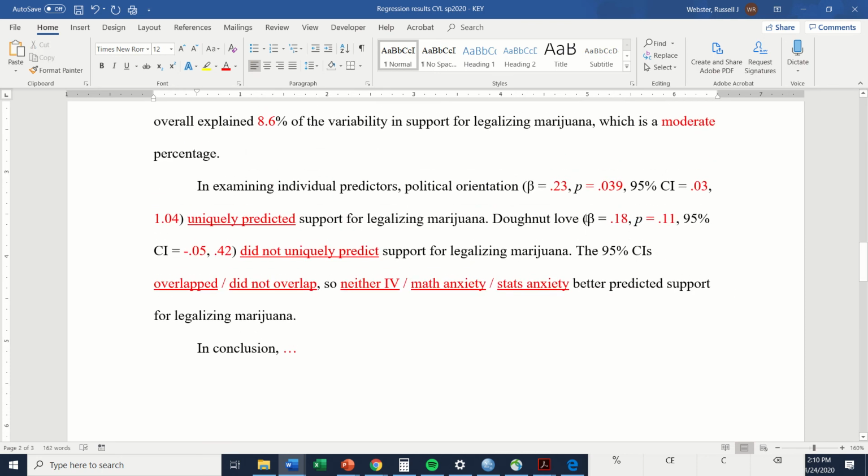And just to refresh your memory, SPSS is assessing whether this beta value is significantly different from 0, right? So 0 would indicate there is no unique overlap between doughnut love and support for legalizing marijuana. And so SPSS is assessing whether this beta value of 0.18 is significantly different from 0. This p-value of 0.11 is telling us that this beta value of 0.18 is not significantly different from 0. So we're treating the relationship between doughnut love and support for legalizing marijuana as essentially 0. There is 0% unique overlap between doughnut love and support for legalizing marijuana.